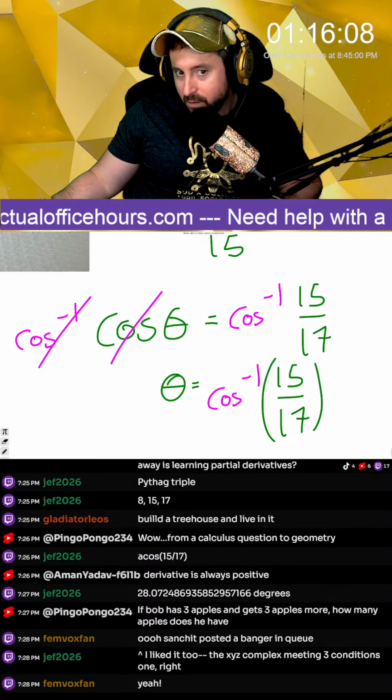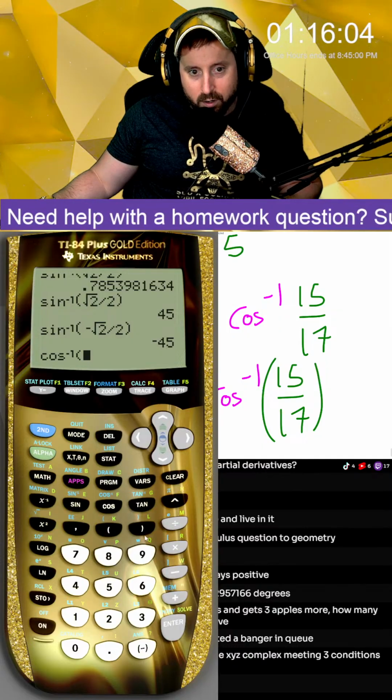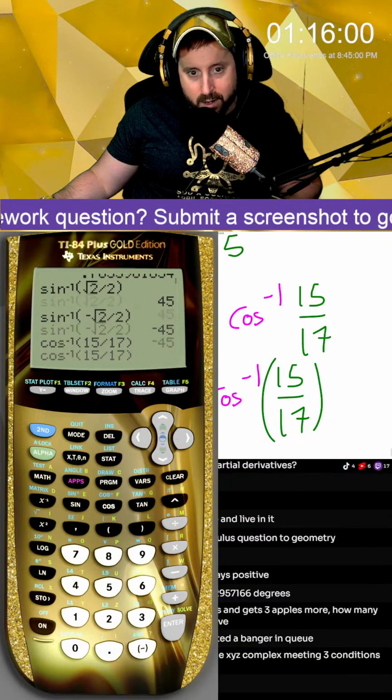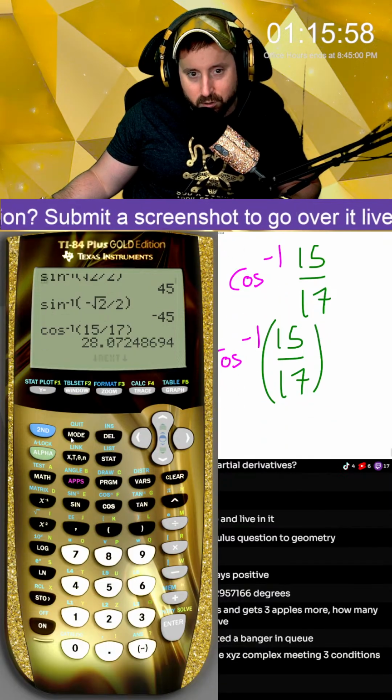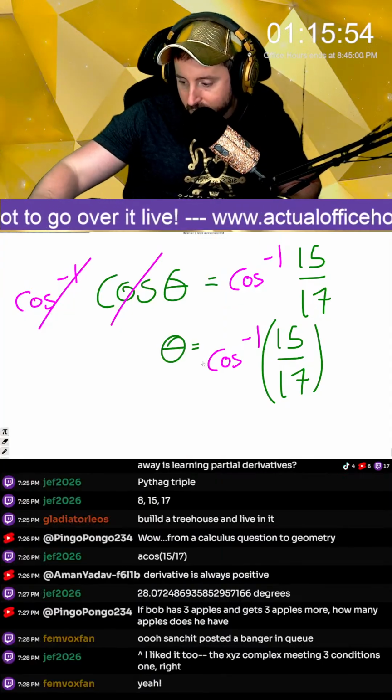Okay. So pull out your handy dandy calculator here, and we're just gonna do the arc cosine of 15 over 17. And that's going to get us 28.07. Make sure you're in degree mode if your teacher's asking for degrees. So 28.07 degrees.